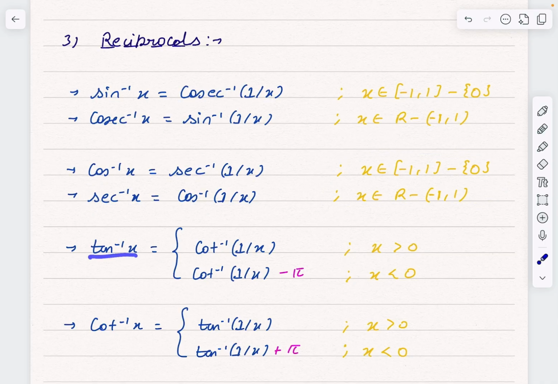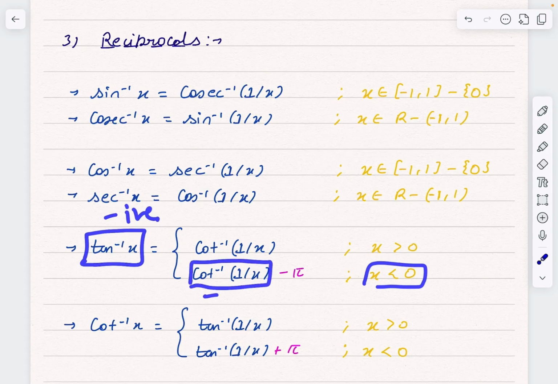Tan inverse x will be cot inverse 1 by x when x is positive. But when x is negative, it will become cot inverse 1 by x minus pi. Why do we have to minus pi here? Because for negative values, tan inverse x will come out to be a negative number. But if you remember, cot inverse is always positive. So to make it negative, we have to subtract pi. And we can add or subtract pi because the period of tan is pi. So if you add or subtract pi, you get the same thing. Nothing changes there. So only to make it negative, we have to subtract pi here.